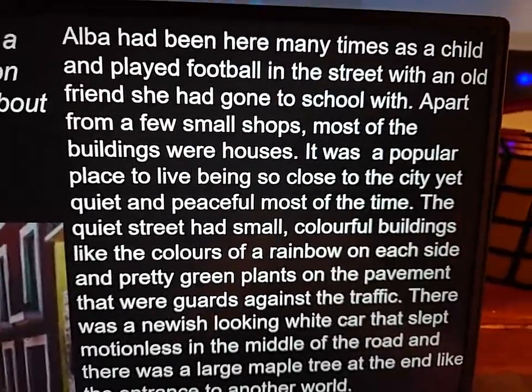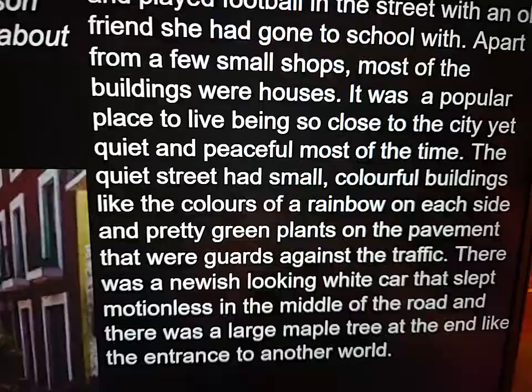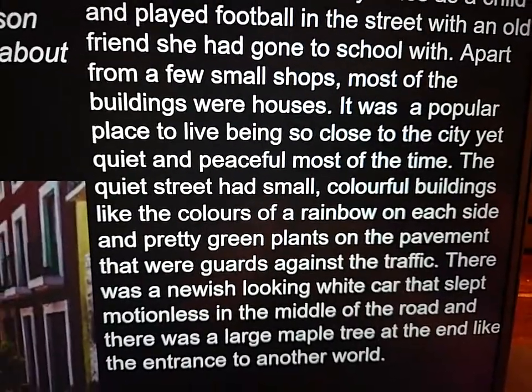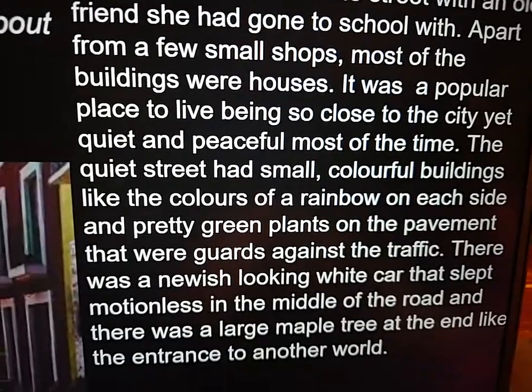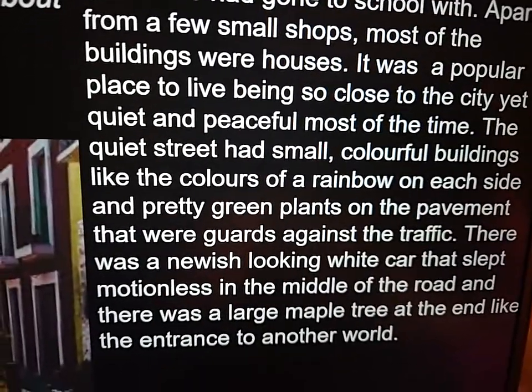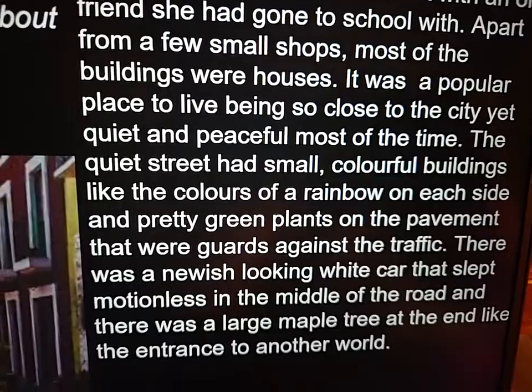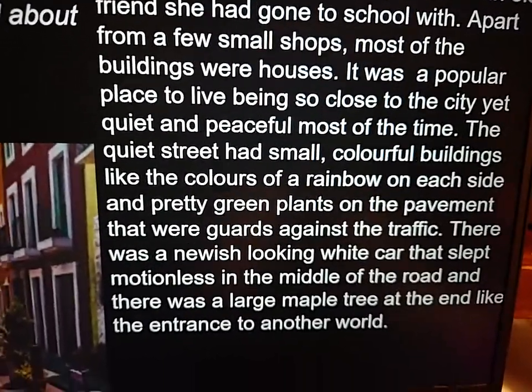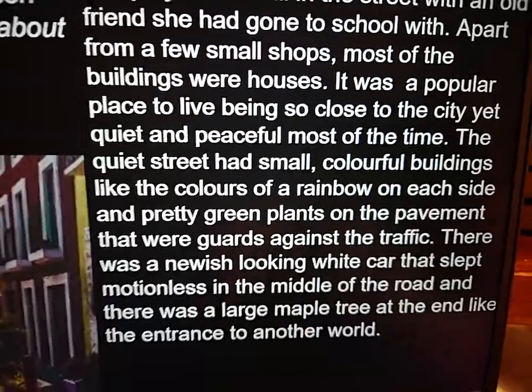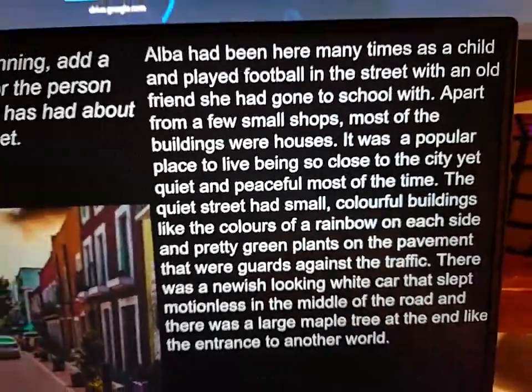It was a popular place to live, being so close to the city, yet quiet and peaceful most of the time. The quiet street had small, colourful buildings like the colours of a rainbow on each side and pretty green plants on the pavement that were guards against the traffic. There was a newish-looking white car that slept motionless in the middle of the road, and there was a large maple tree at the end like an entrance to another world.